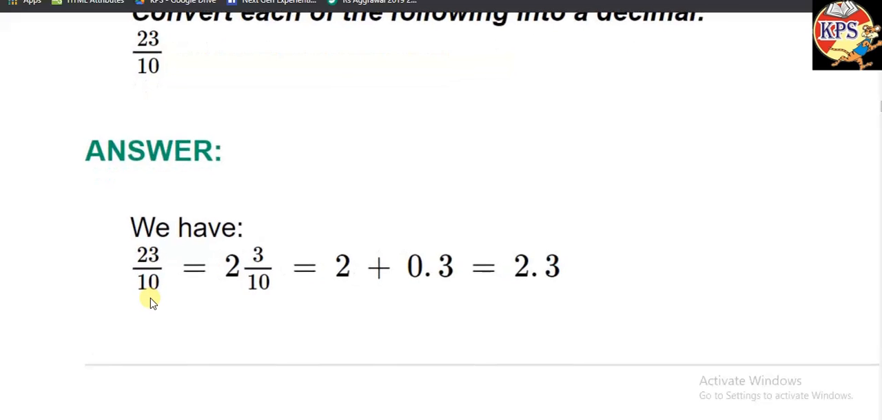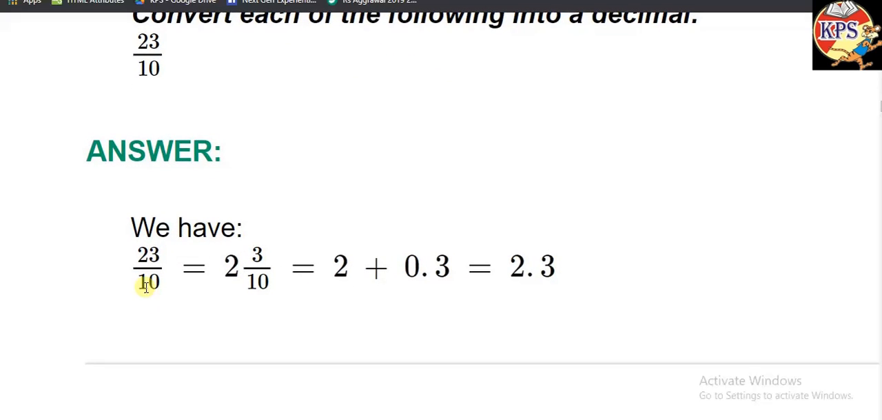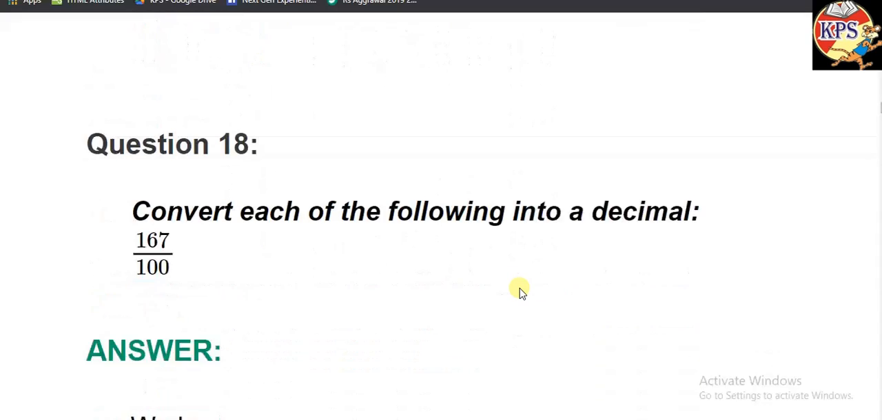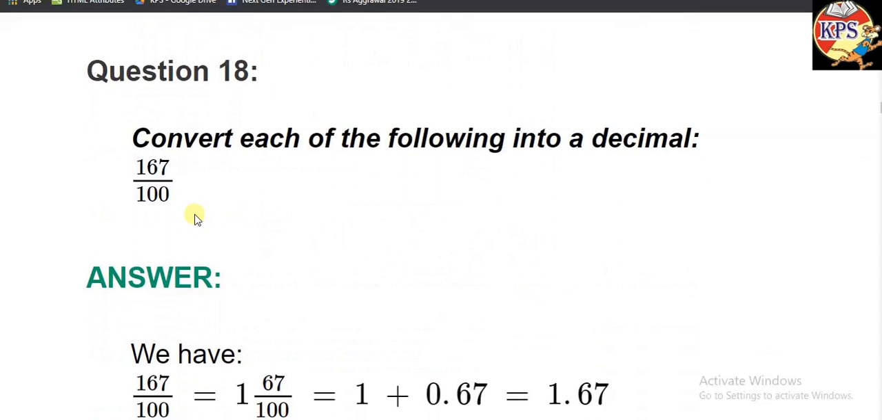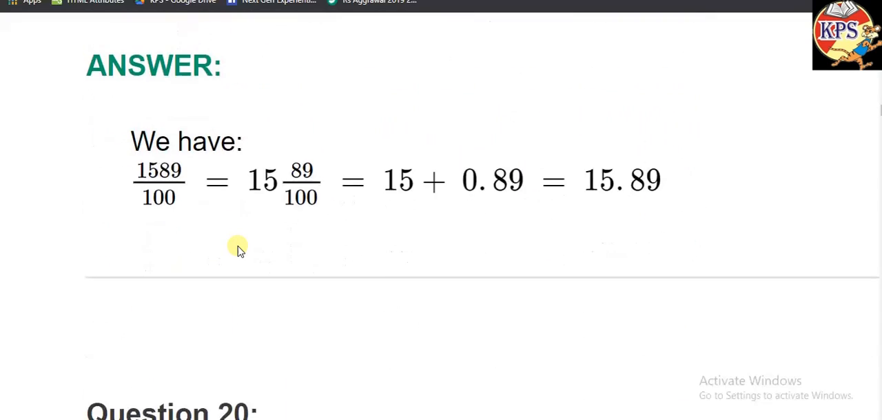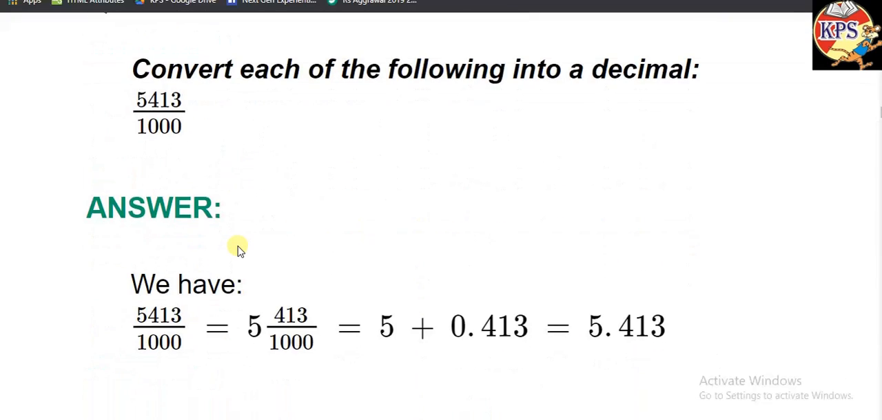I have already told you, if this form of fraction is given, with 10 as the denominator, it means we have to put the point before one number. So the answer is 2.3. You can directly write it. If 100 is given, it means you have to put the point before two numbers, so the answer is 1.67. So these questions are very simple. You have to convert it into a decimal number.